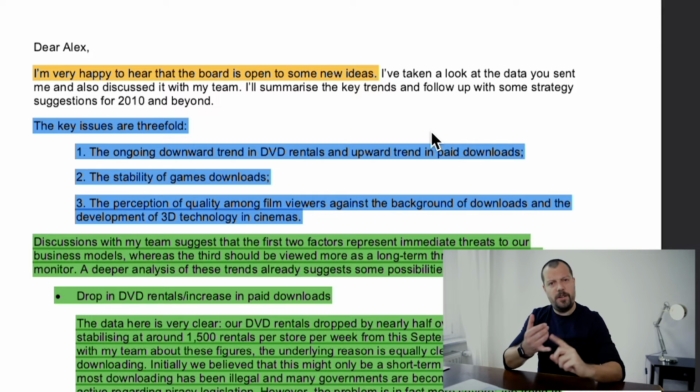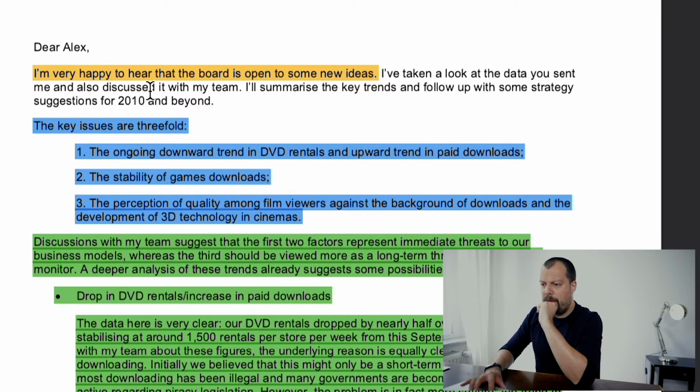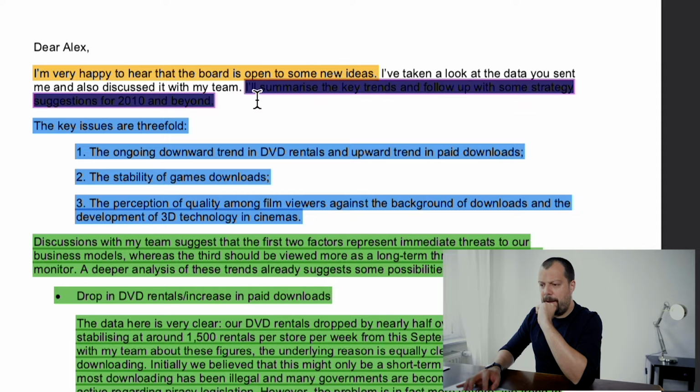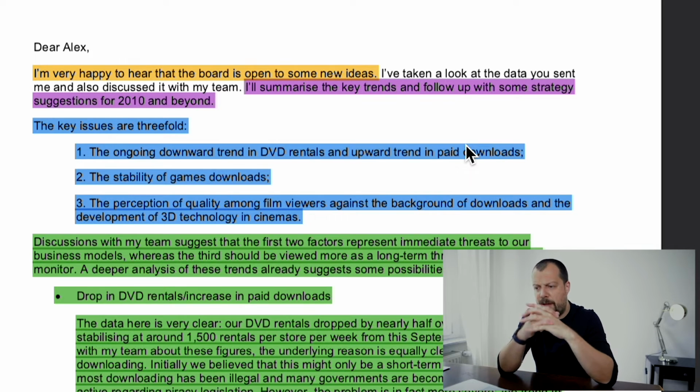We do have a little bit of text left over here that I haven't highlighted at all. What's that if it's not explaining, persuading, or analysing? Well, I'm going to highlight this a different colour. Let's make it purple. Particularly this sentence here, where I say, "I'll summarise the key trends and follow up with some strategy suggestions for 2010 and beyond." I would categorise that as something you might call structural meta-language.